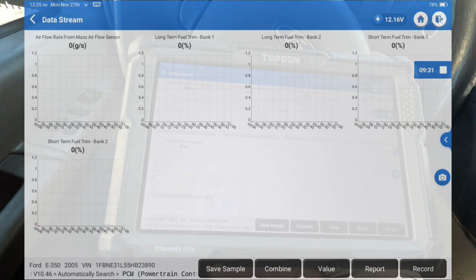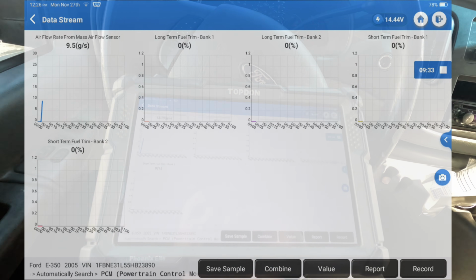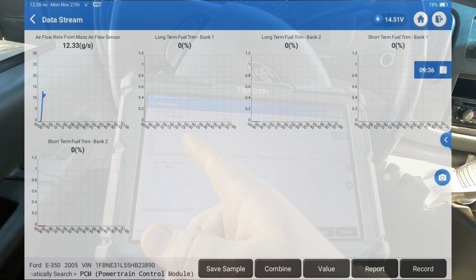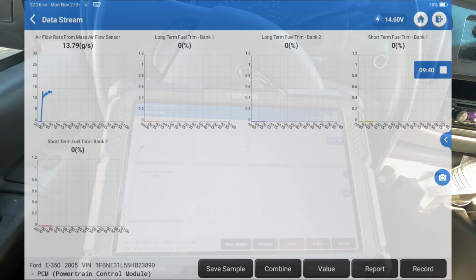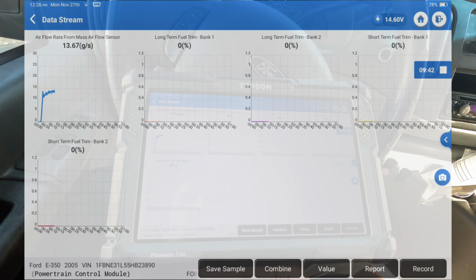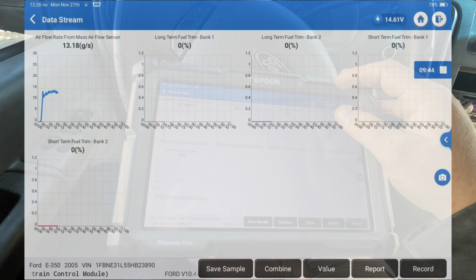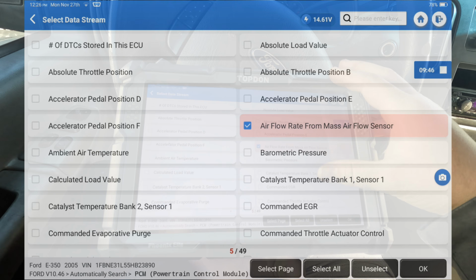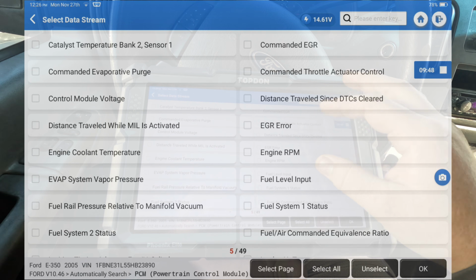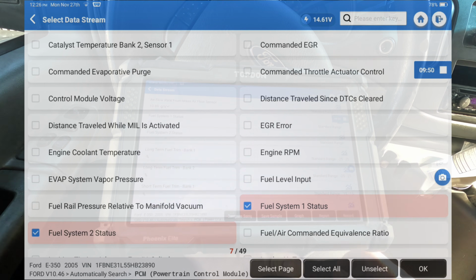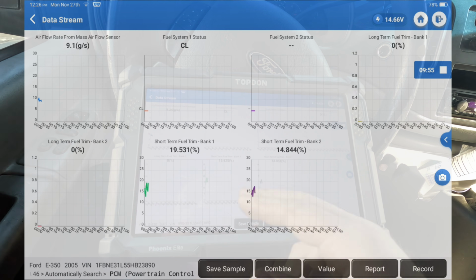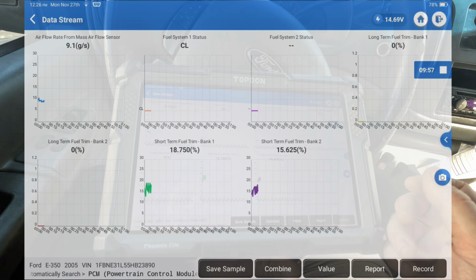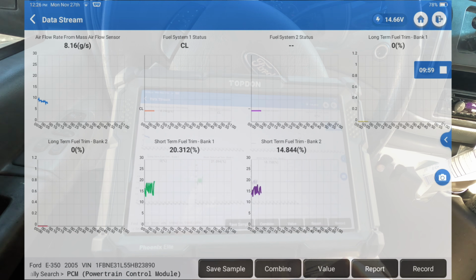Everything's at 0. Let's restart it. Alright, since we're idling high, that's very high. Or an open loop stall. Let's wait till we hit closed loop and then we'll see what happens. Actually, let's go get a data PID for that so we know. Fuel system status. Graph. Okay, so short term went negative, went positive right away. So it shows like we're still running lean at idle.